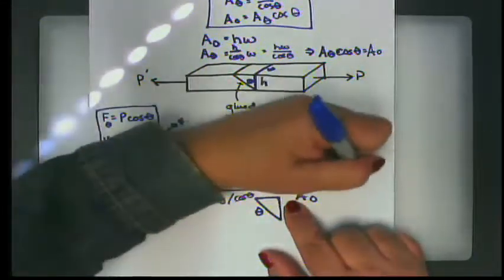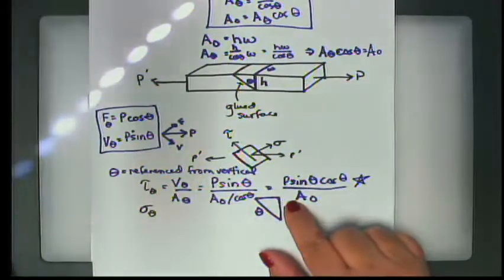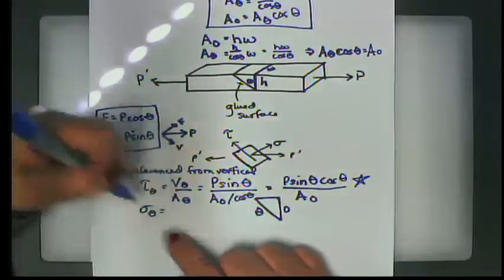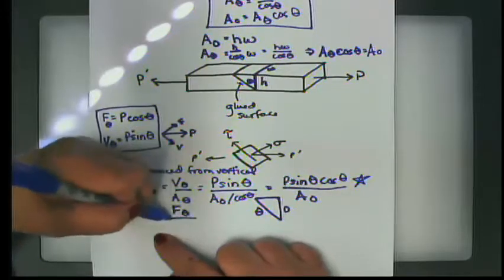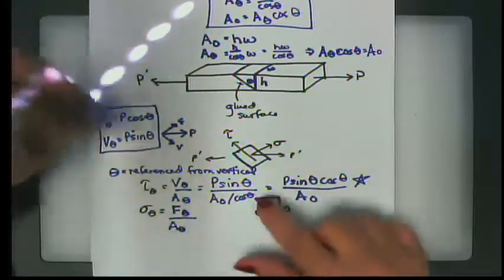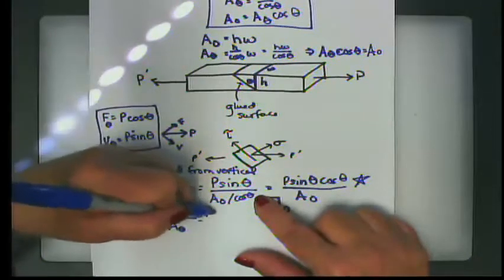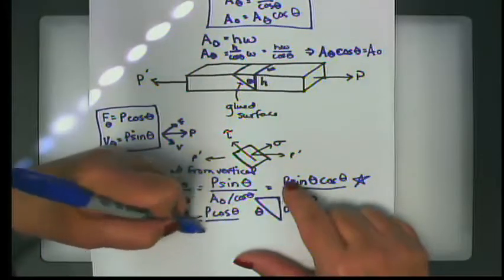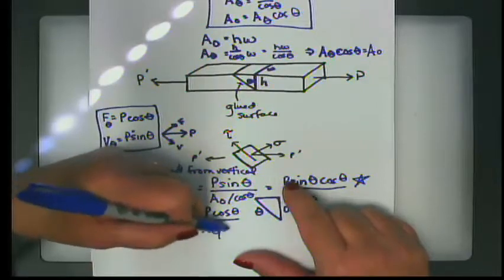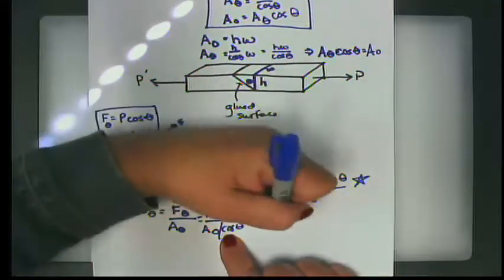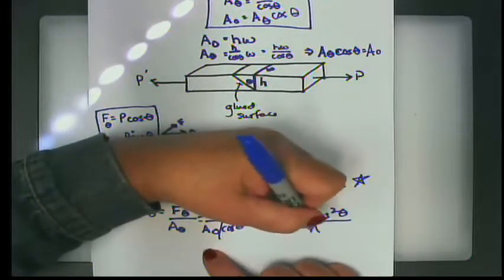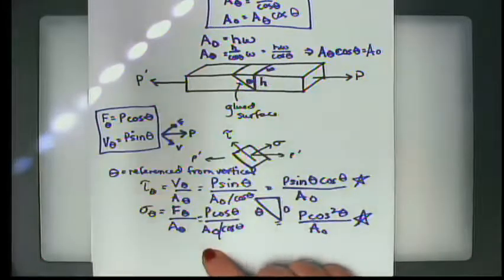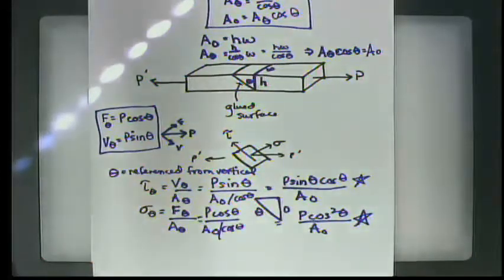And this is our working equation for shearing stress on an oblique surface. Now similarly, sigma theta is equal to F sub theta over A sub theta, which is P times the cosine of theta over A sub 0 divided by the cosine of theta, which if I rewrite that is P times the cosine squared of theta over A sub 0. And that's our working equation for normal stress on an oblique surface.